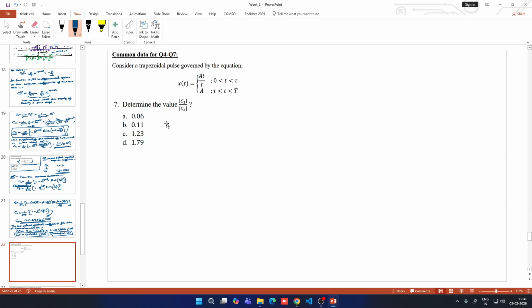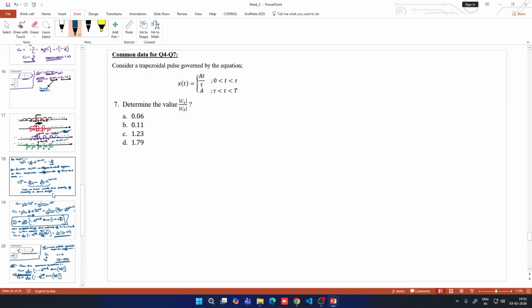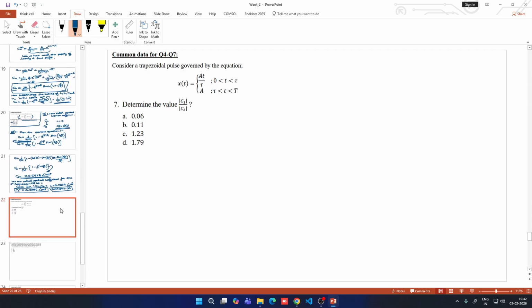For question number 7 also the signal and the data are the same as what we used from question number 4 to 6. So this x of t is the same. In question number 7 we have to determine the value of C1 amplitude divided by C3 amplitude, meaning the amplitude of the first harmonic divided by the amplitude of the third harmonic of this signal x of t. So we will solve this. From the previous question we already know the formula for Cn.